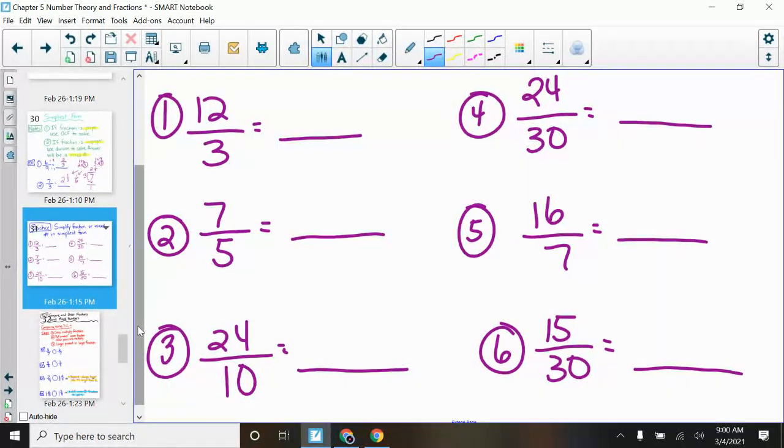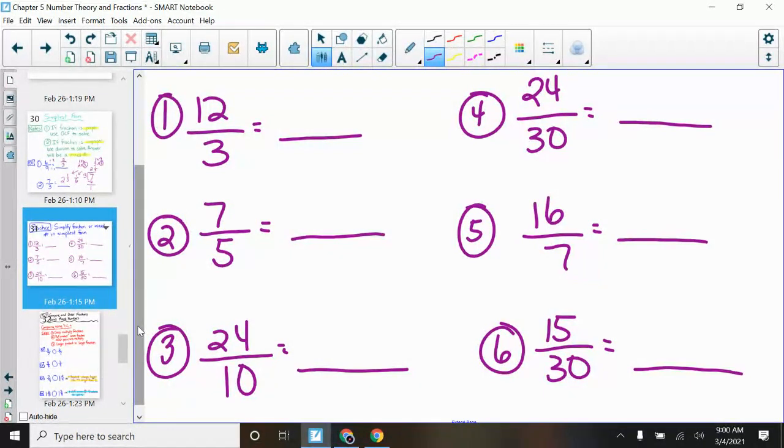And then number 3, that was the only one we had left. This one was improper, okay? So she came up with 2 and 4 10s, but 4 and 10 she knew was not in simplest form because 4 is composite and so is 10. So now she knew she had to reduce this even more. What's the greatest common factor, Sophia, between 4 and 10? 2. So she had to divide each of these by a 2, and she came up with 2 and 2/5.